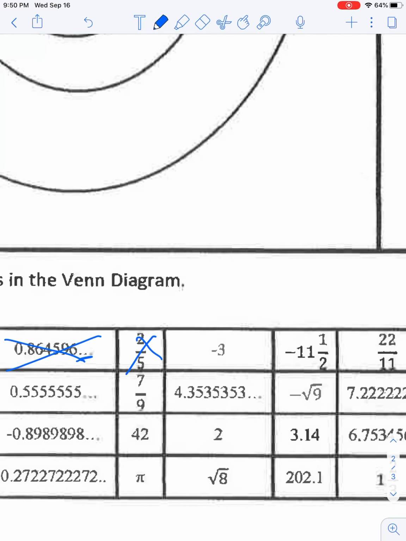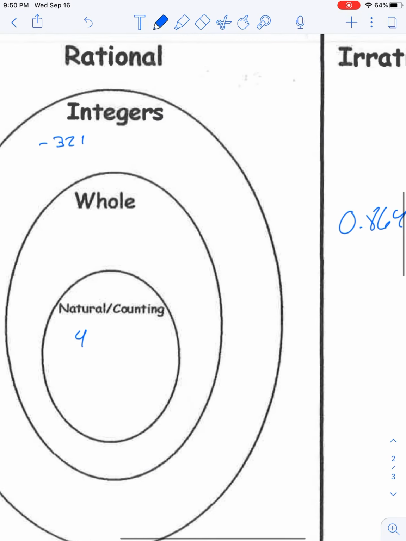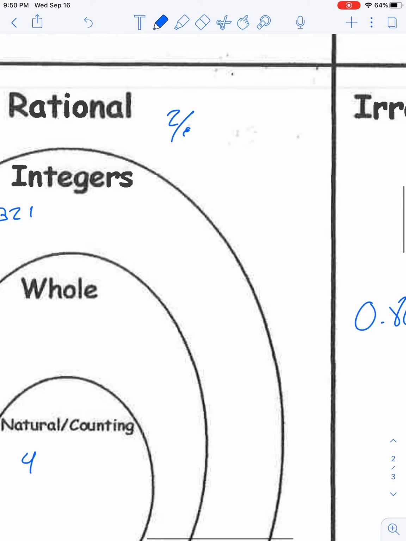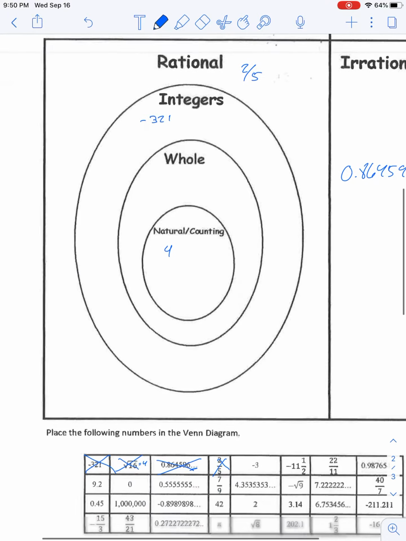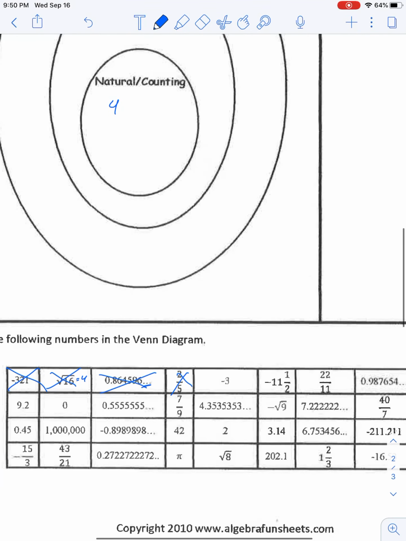2/5 is a fraction, so any fraction number is going to be a rational number, so I'm going to put that in the rational section by definition. All fractions are a rational number. Again, I'm going to just do one or two more here.